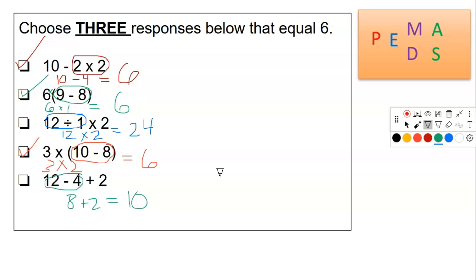Now, your job is to look at the answer choices below and find the 3 responses that equal 10. So you're not trying to find ones that equal 6 like I did. You are trying to find 3 of the answer choices below this video that equal 10, the number 10, 1, 0. So you want the expressions below to equal 10, and you want to choose 3 of them.